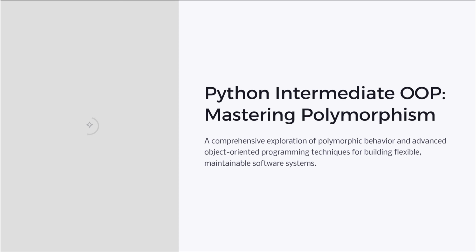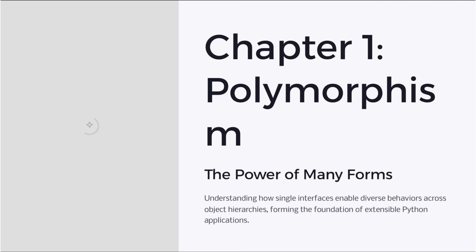Polymorphism in Python allows objects to be treated as instances of their parent class, enabling a single interface to represent different underlying forms. This flexibility is crucial for creating extensible applications, as it supports diverse behaviors across object hierarchies, enhancing code maintainability and scalability. Polymorphism allows a single interface to support multiple behaviors, crucial for building extensible Python applications.